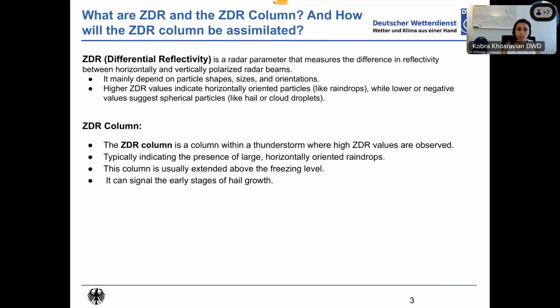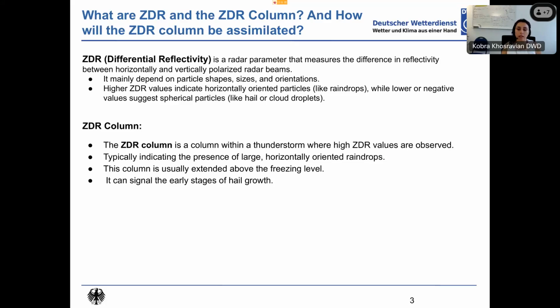And now, what is the ZDR column? The ZDR column is a column inside a thunderstorm where the ZDR can be very high. I should have told you that the ZDR values could be around 0 or also negative. We also have negative ZDR, but the positive ZDR is usually between 0 and 4 or 5.